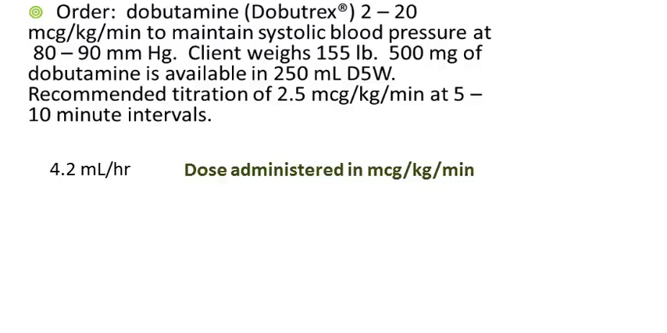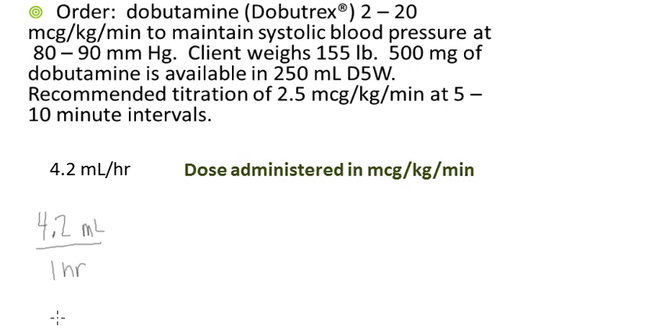For this problem, we're asked to start with 4.2 milliliters per hour and calculate the micrograms per kilogram per minute. Again, we're going to do this problem using dimensional analysis because there are so many conversions involved. Like before, we start by putting the conversion into a vertical fraction form. So 4.2 milliliters over 1 hour.